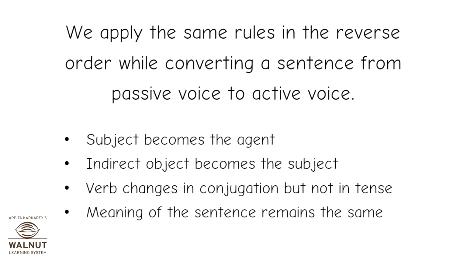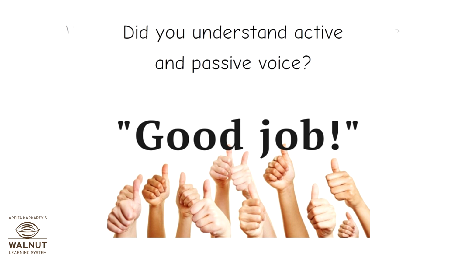We apply the same rules in the reverse order while converting a sentence from passive voice to active voice. So the subject of the sentence will become the agent, the indirect object will become the subject. The verb changes in conjugation but not in tense, and the meaning of the sentence remains the same.